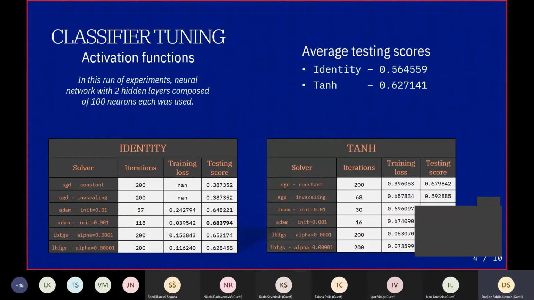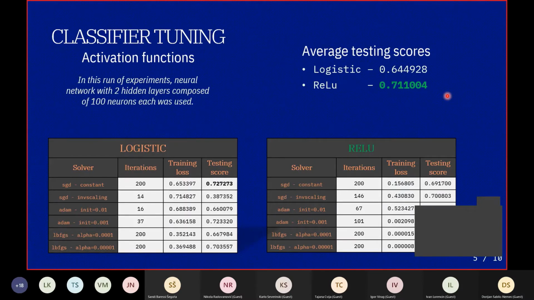Here we are at the first run of the first stage of the experiment, choosing the most suitable activation function. In this run, the tangent hyperbolic activation function performed better in regards of higher average testing score, which we can see, average testing scores derived from averaging the testing scores of each activation function. In the second run, it's clear that rectified linear unit, the ReLU function, performed the best. It had a result of 0.711 of testing score.